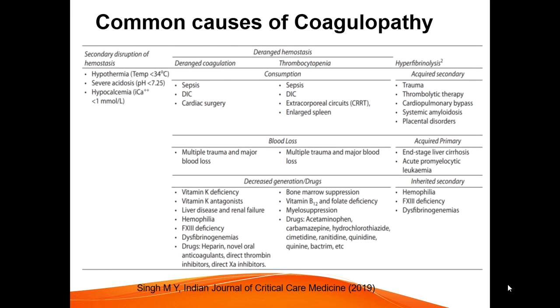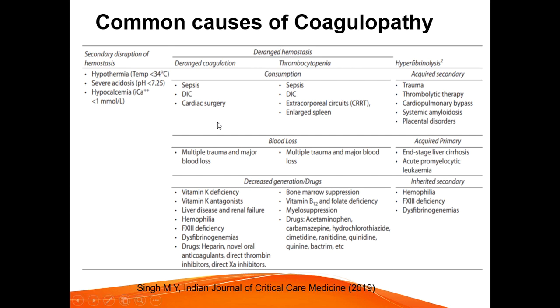So let's look at the common causes of coagulopathy. For maintaining hemostasis, it is very important that you maintain temperature more than 34 degrees centigrade, the pH should be more than 7.25, and ionized calcium more than 1. So if any of these are not there, then this predisposes a patient to coagulopathy. Now coming to the causes of coagulopathy, it can be due to deranged hemostasis. If there is consumption, as happens in sepsis, DIC, cardiac surgery, the patient is predisposed to coagulopathy.